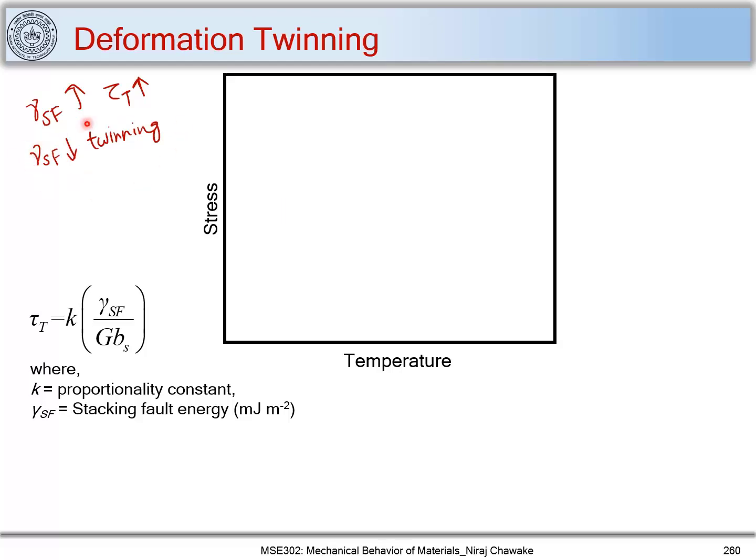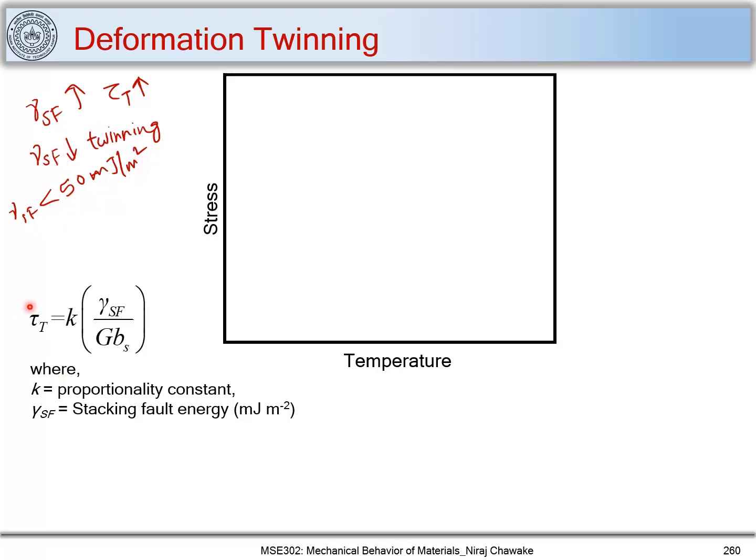You can see twinning occurring in a material where the stacking fault energy is much smaller, something on the order of, let me write that energy value also, less than 20 millijoules per meter square. So these are typical values where you can see twinning occurring. You can see twinning occurring at higher values of gamma SF also, and we'll be looking at such cases.